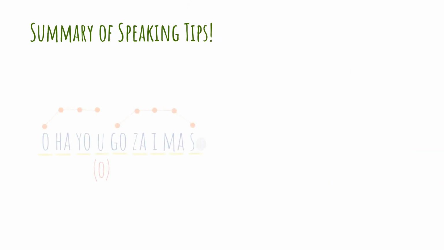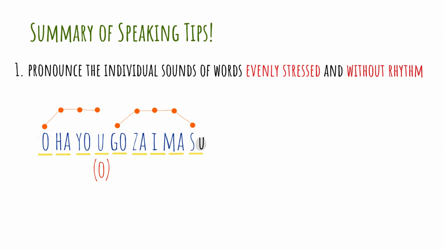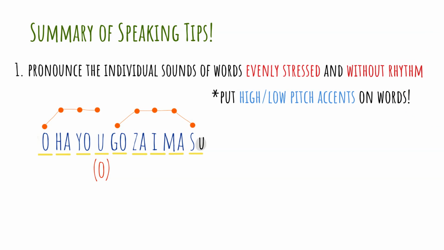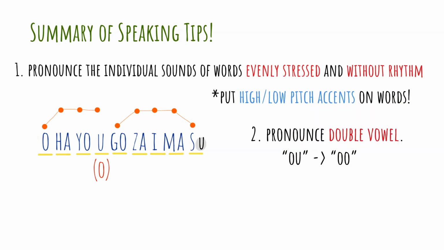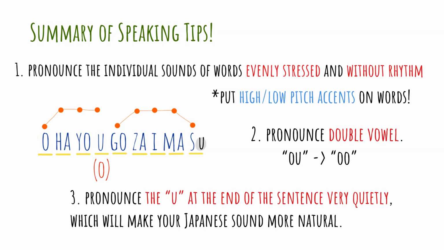To summarize, my suggestion is that you should pronounce the individual sounds of words evenly stressed and without rhythm. On the other hand, you should put high or low pitch accents on words, otherwise you will sound like a robot. Second, you can pronounce double vowels, O like O. Lastly, you should pronounce the U at the end of the sentence very quietly, which will make your Japanese sound more natural.